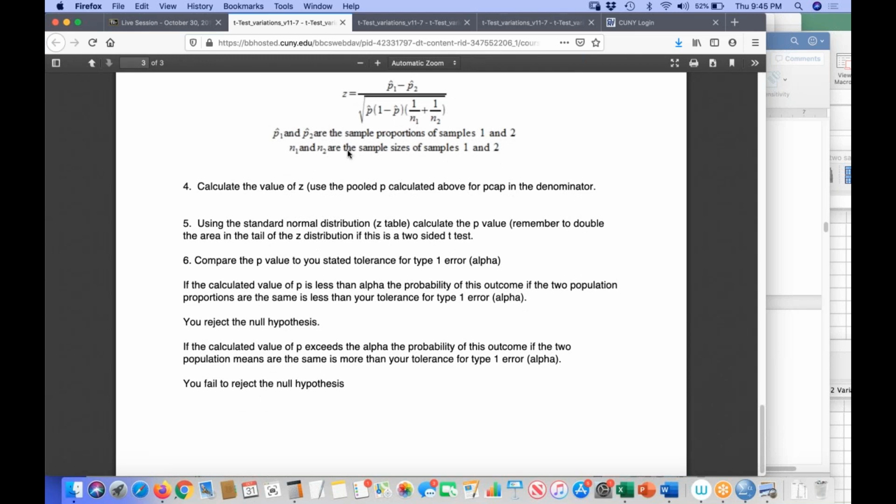And what would the null hypothesis be? The null hypothesis would be that P1 is equal to P2, not P cap. We always use the parameter. And the alternative hypothesis is P1 is not equal to P2. In the null hypothesis, you always use mu or P. You never use X bar, because that's what you're trying to prove.